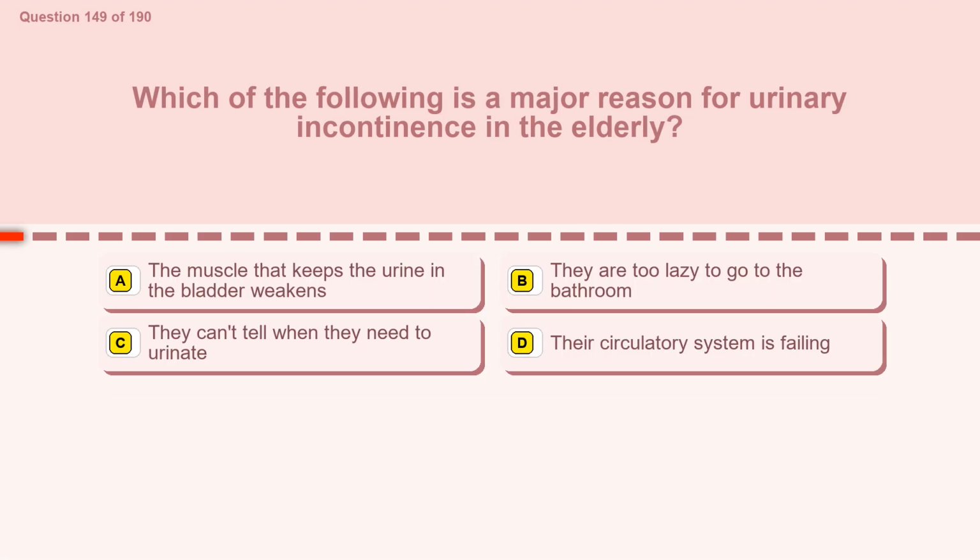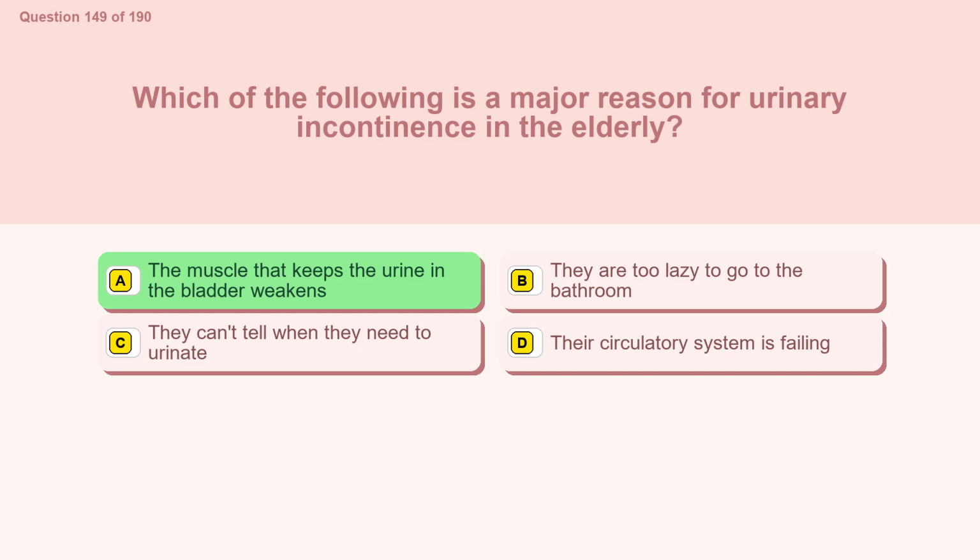Question 149. Which of the following is a major reason for urinary incontinence in the elderly? Option A. The muscle that keeps the urine in the bladder weakens. Option B. They are too lazy to go to the bathroom. Option C. They can't tell when they need to urinate. Option D. Their circulatory system is failing.